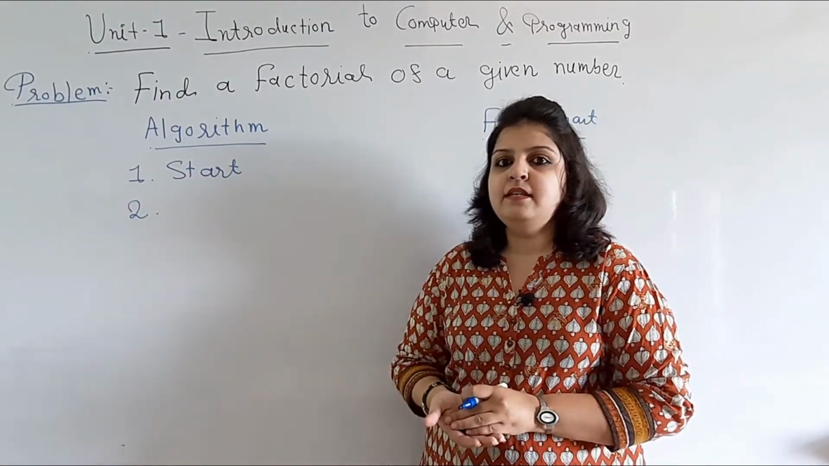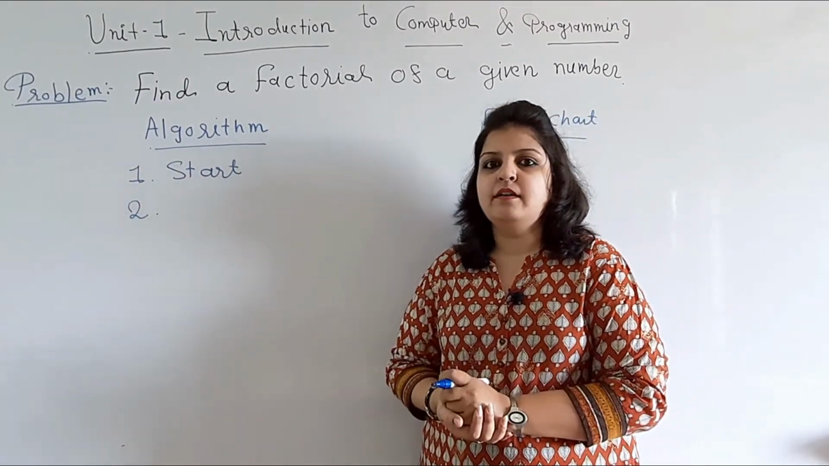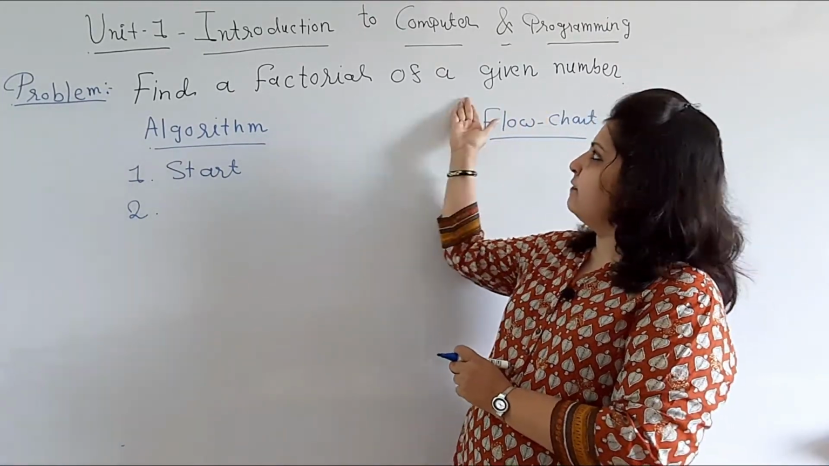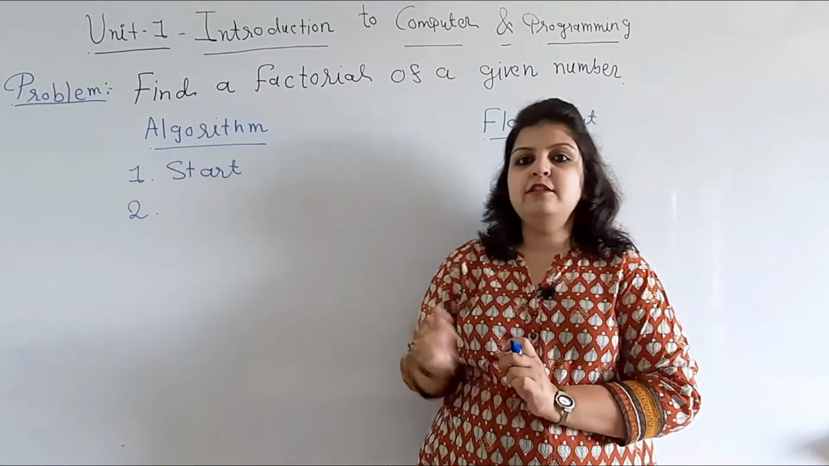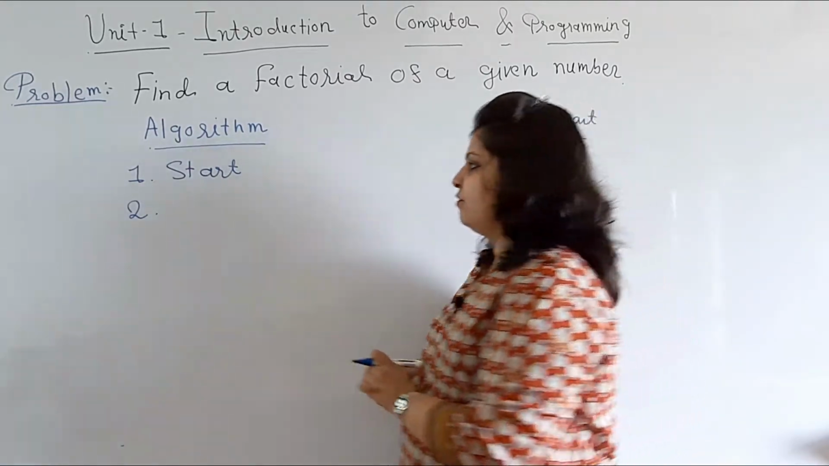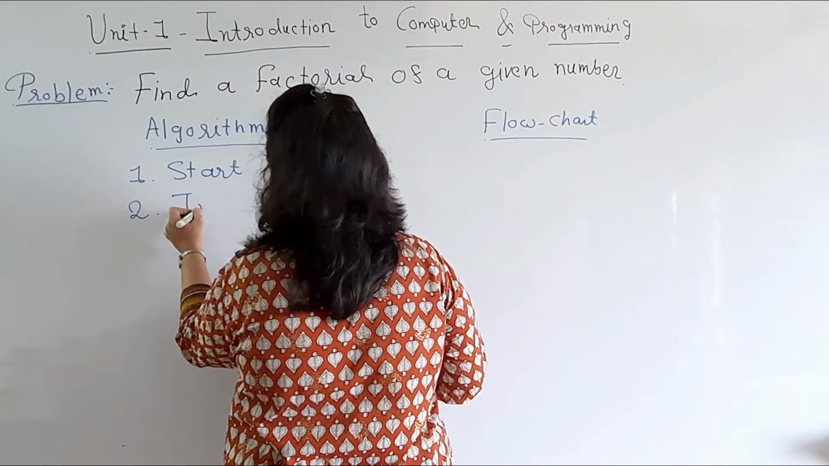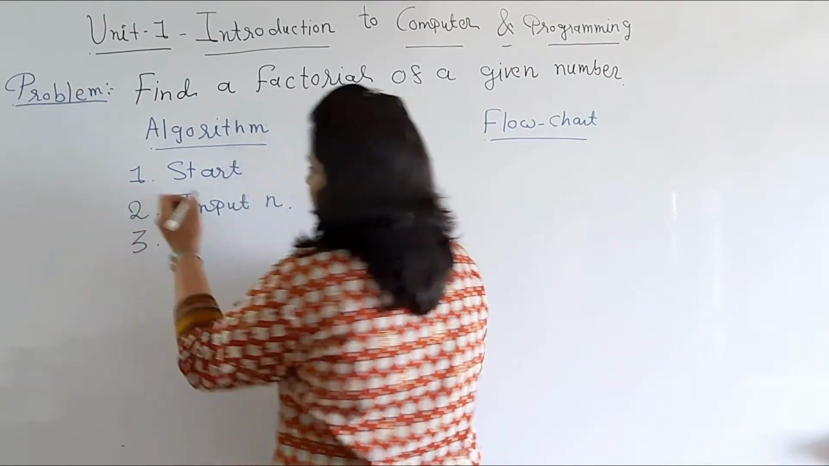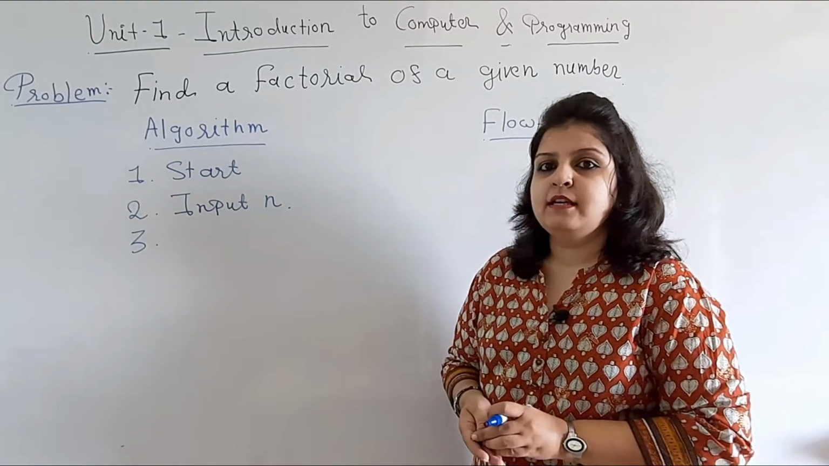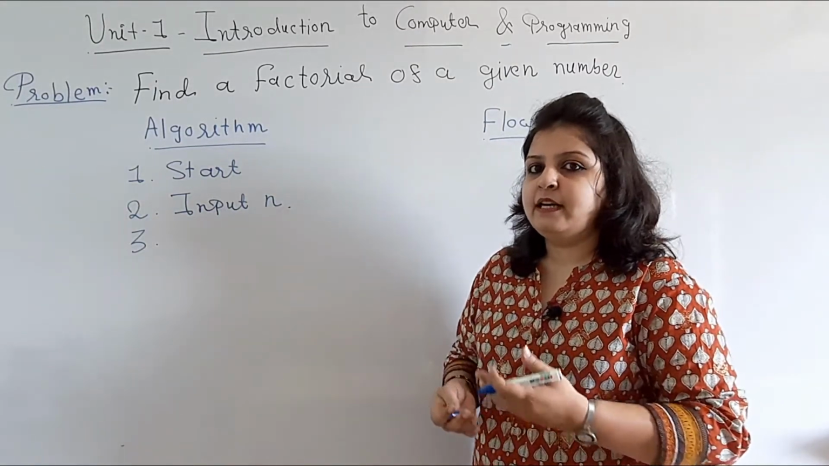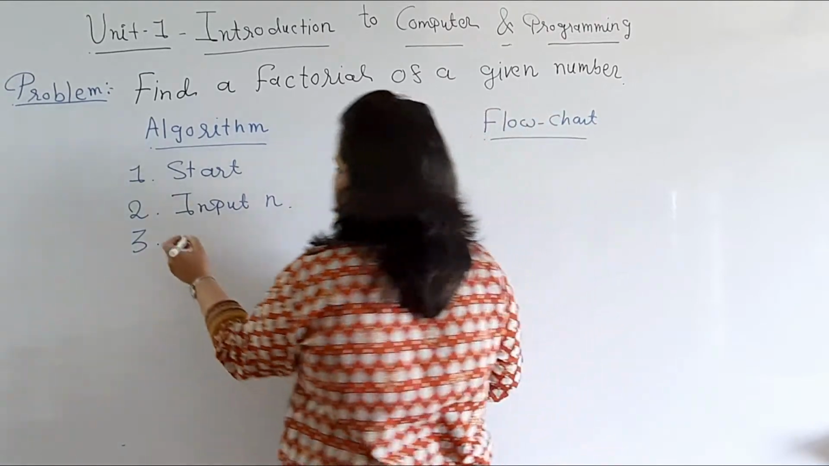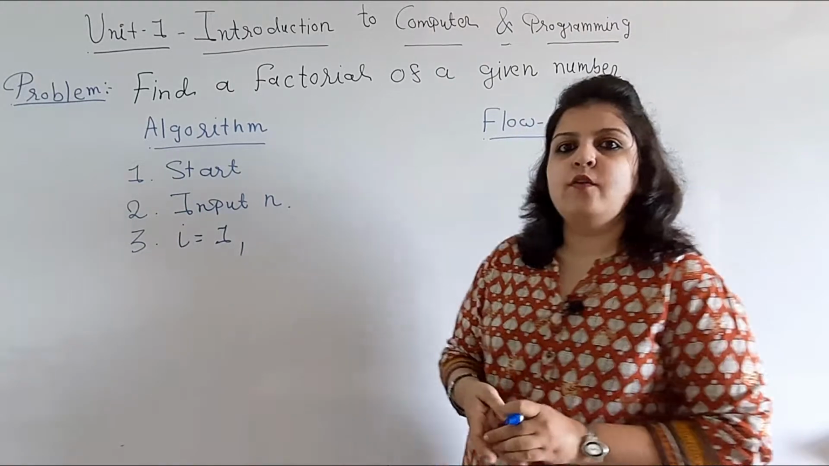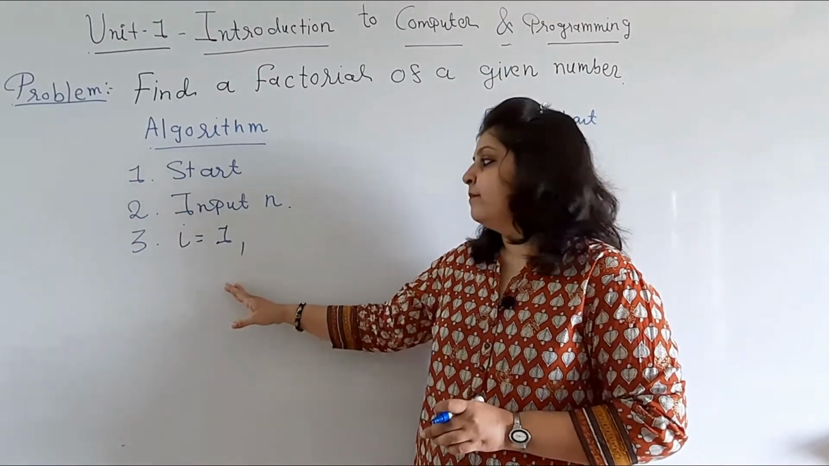Our next step is we have to enter one number, because here you can see in the definition that we find a factorial of a given number, which means we have to enter it at runtime. So our second statement is input n. Then the third step is this process will be done in repetition, that's why it is starting from 1. So assign the value of one variable as 1.